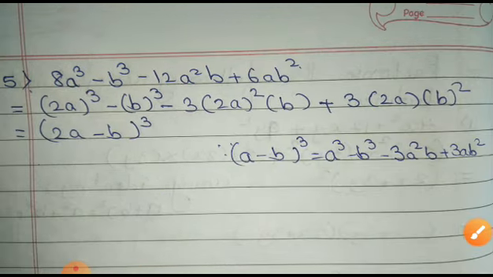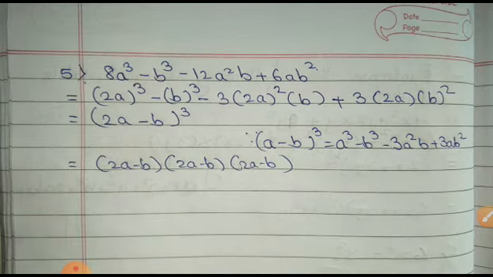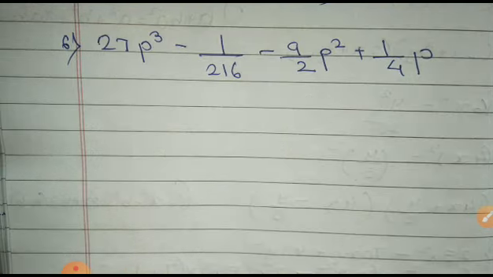So I can write the same as (2a minus b) the whole cube. Whole cube means how many times it is multiplied? 3 times. So it will be (2a minus b) into (2a minus b) into (2a minus b). Clear? Next.